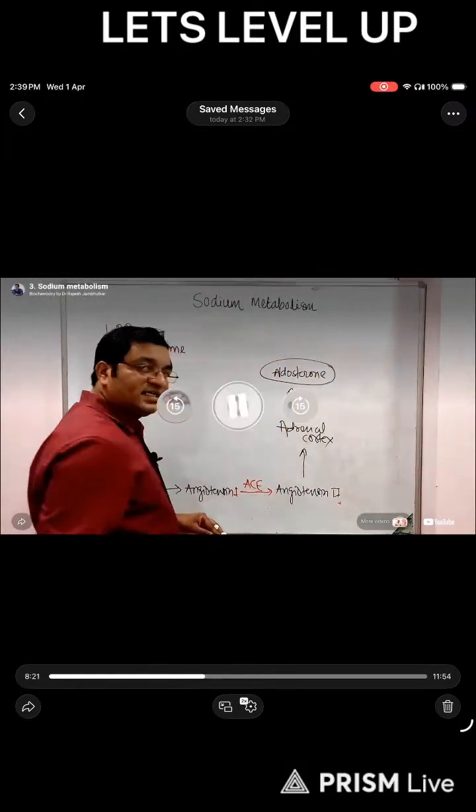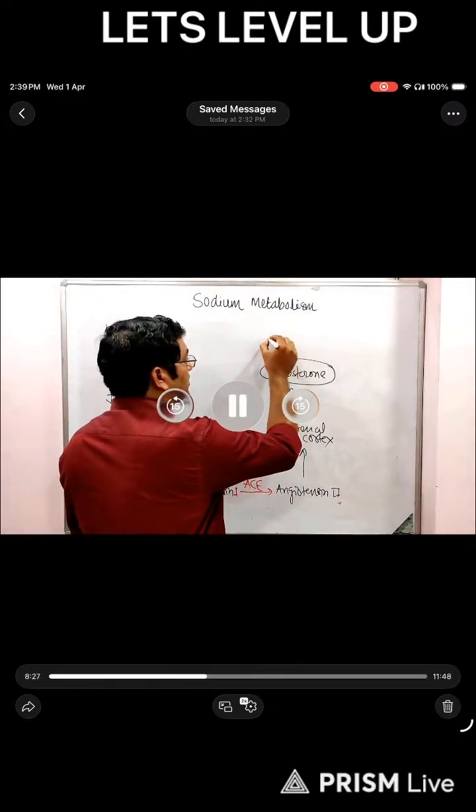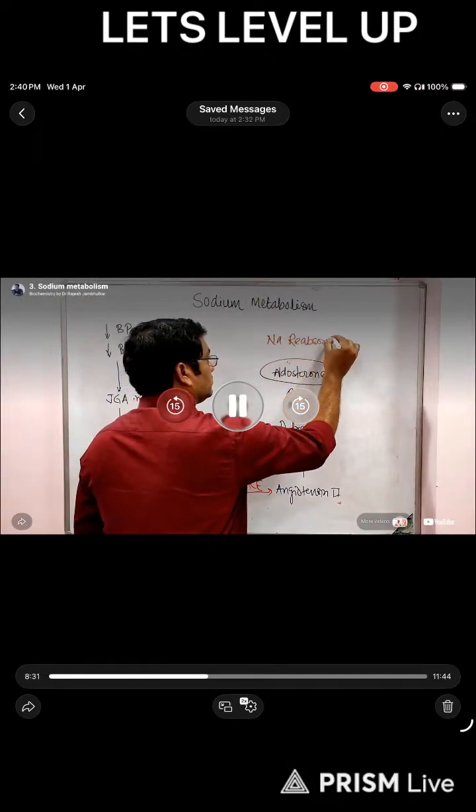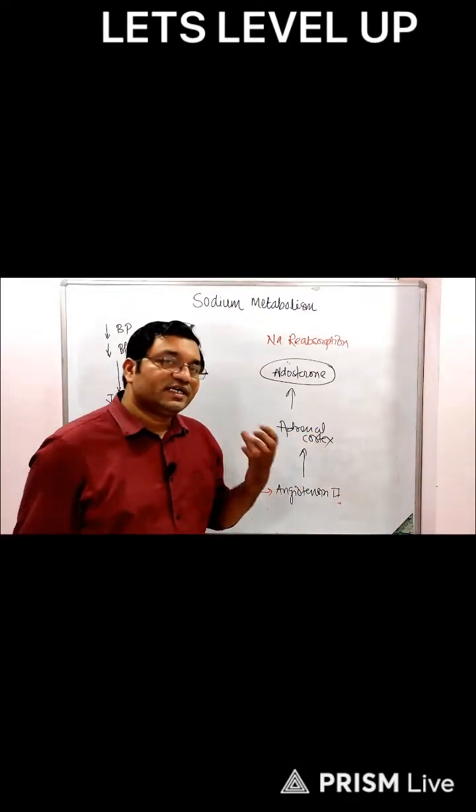by the adrenal cortex, zona glomerulosa of adrenal cortex. And what is the important function of aldosterone? It causes sodium reabsorption from the distal tubules. So it preserves the sodium level, it maintains or increases the sodium level.